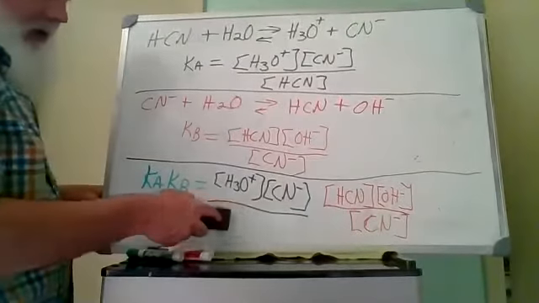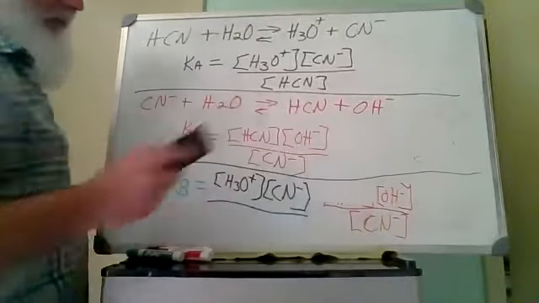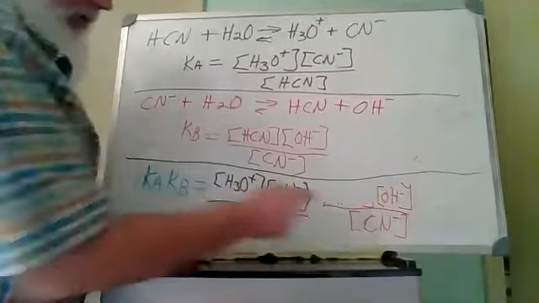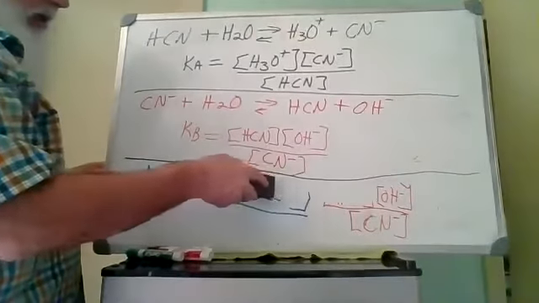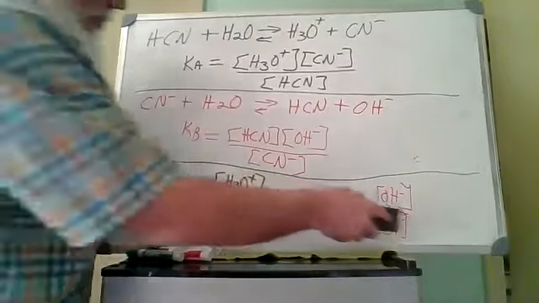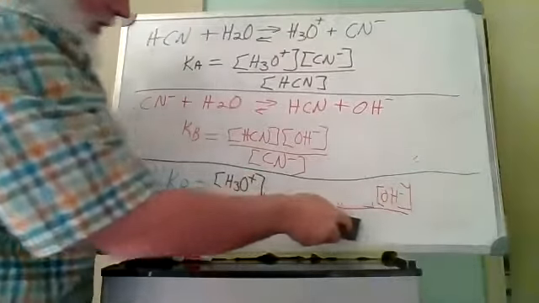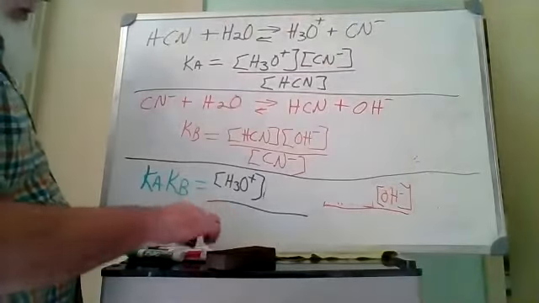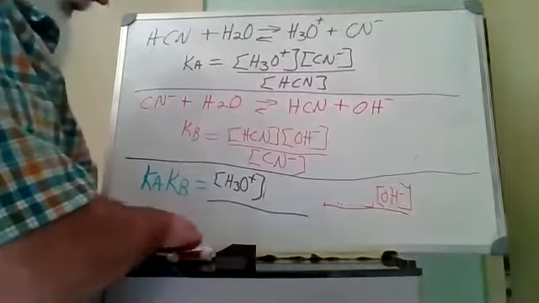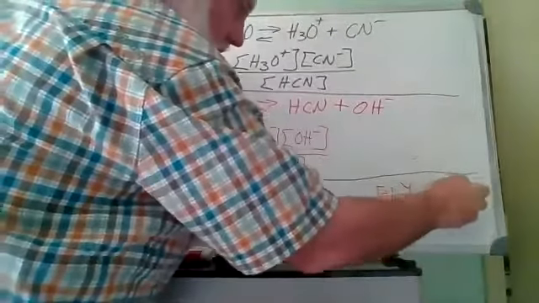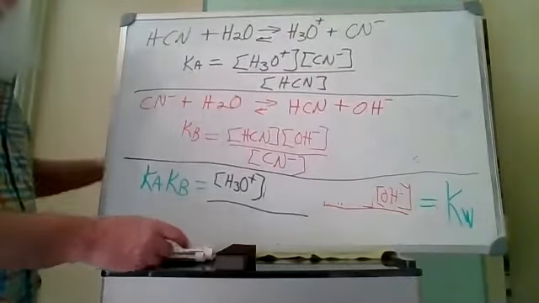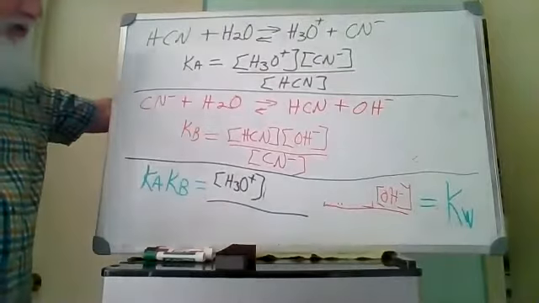So I can cancel that with that. Here I have cyanide anion in the numerator and cyanide anion in the denominator. I can go ahead and cancel those two. And lo and behold, what am I left with? Hydronium ion times hydroxide. Okay? And that is just equal to K, our old friend, Kw, the ionization constant for water, 1 times 10 to the negative 14th.